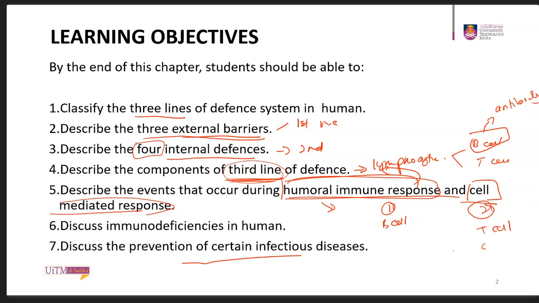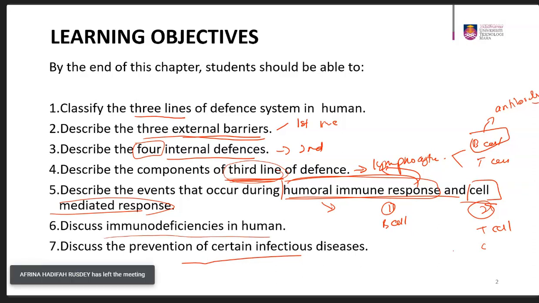So discuss immunodeficiencies in human. For example, there is a condition where the body produces inefficient specific white blood cells, so your body would not be protected against pathogen. That is immunodeficiency.